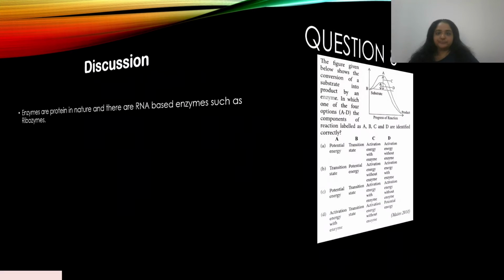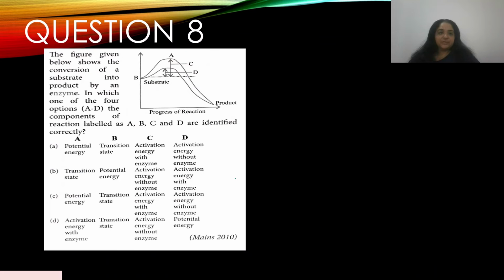Okay, let's move on. Question number 8. The figure given below shows the conversion of a substrate into product by an enzyme. In which one of the four options A to D are the components of the reaction labeled as A, B, C, and D identified correctly? This appeared in Mains 2010. So we have to identify A, B, C, and D. A is the transition state.